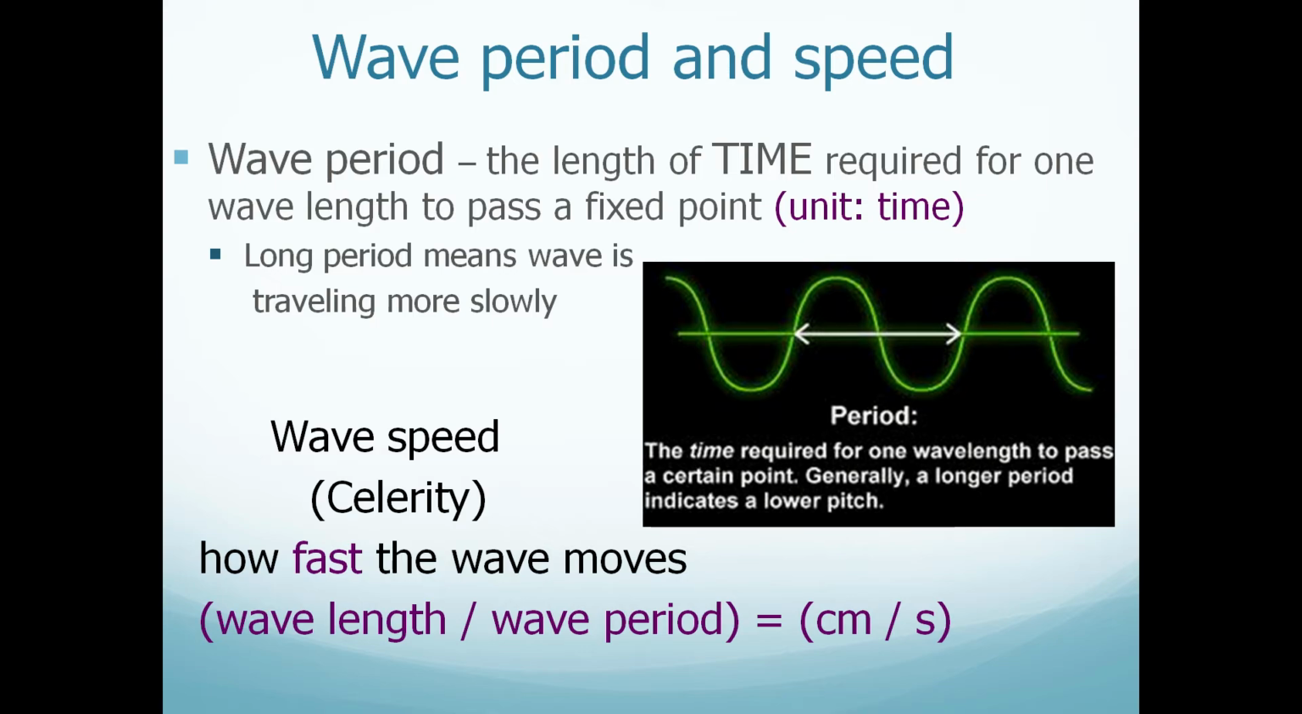Another, more accurate term for wave speed is celerity, which defines how fast the wave moves. When we measure the celerity of the wave, what we are really measuring is how fast the energy is being transferred. Celerity is associated with the speed of energy as the water is not progressing, and therefore no mass is moving. The equation for this is wavelength over wave period, which creates the units centimeters per second.